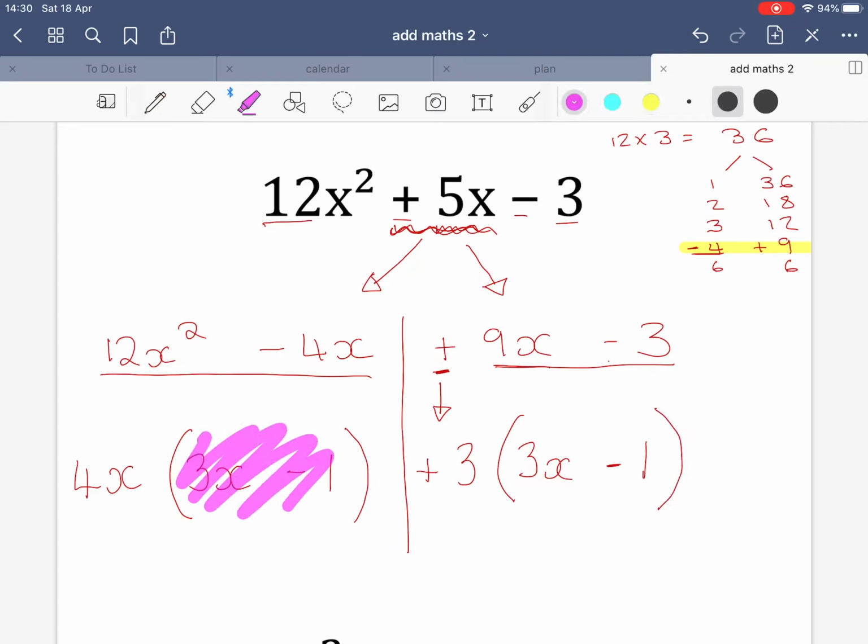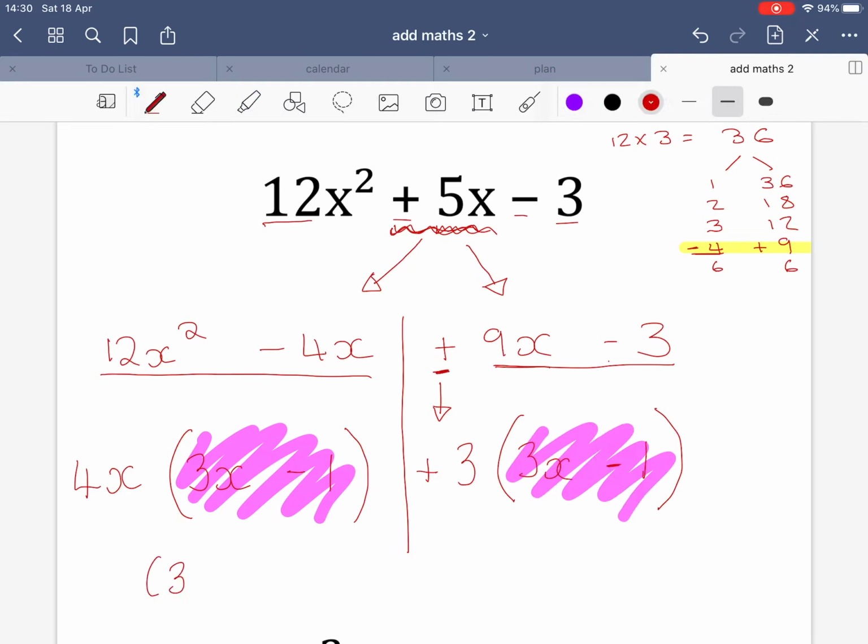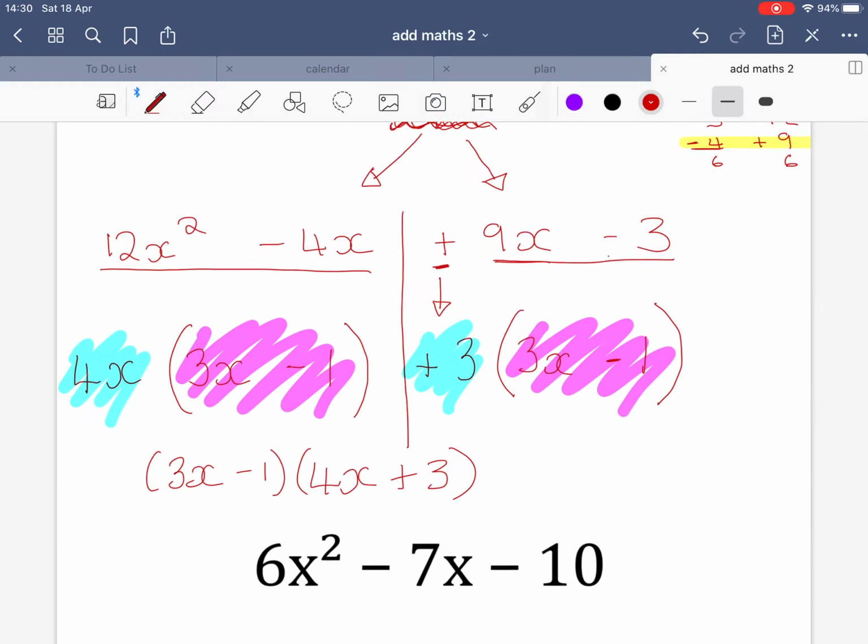Again, we can see our brackets are both the same. Therefore, that's one of the answers. So one answer is 3x minus 1. And our other answer is 4x plus 3. This thing's left outside. So 4x plus 3. Again, you can check it's right by just expanding those brackets and see if you get 12x squared plus 5x minus 3.